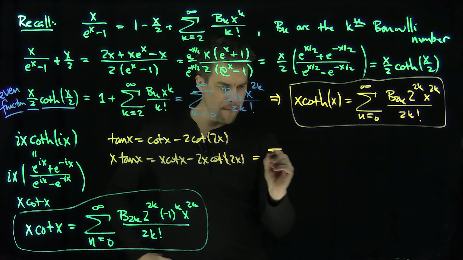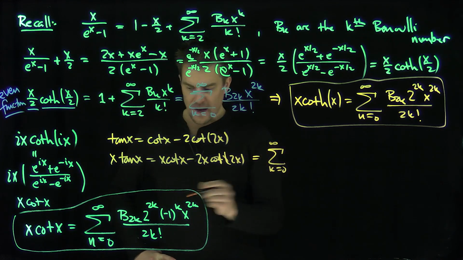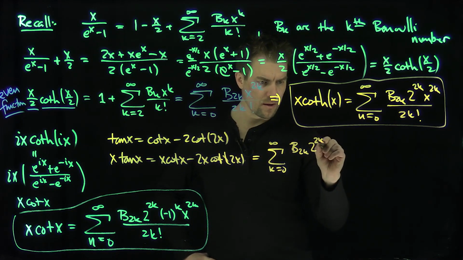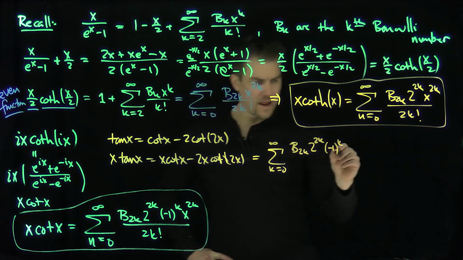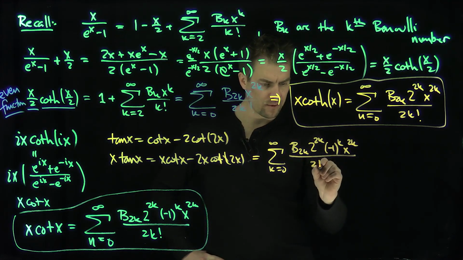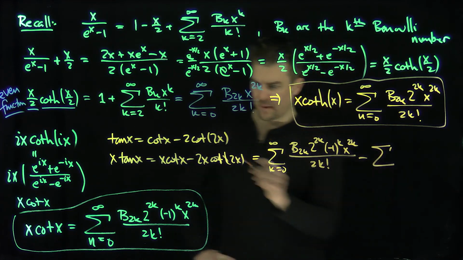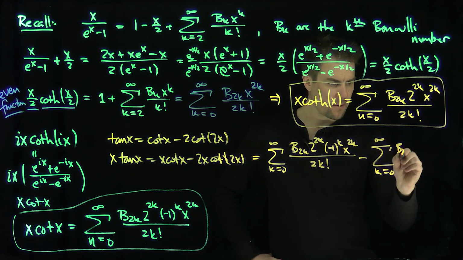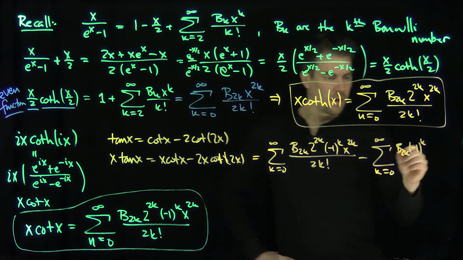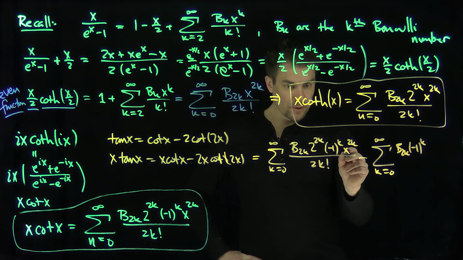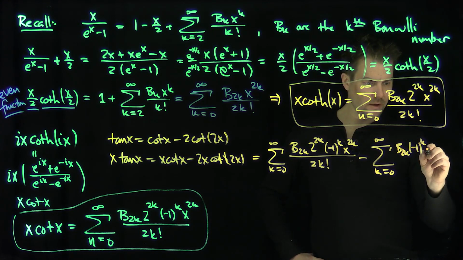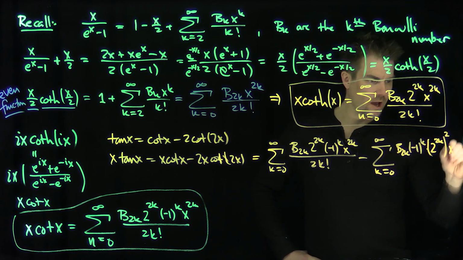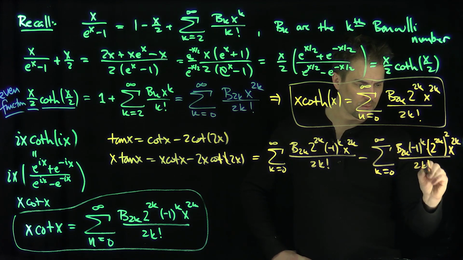Now let's write out both those expansions. This is going to be the sum; the first expansion goes from 0 to infinity, with B_{2k}, 2 to the 2k, negative 1 to the k, and x to the 2k, all over (2k) factorial, minus the sum where I plug in 2x in place of x. k goes from 0 to infinity, B_{2k}, negative 1 to the k, and then I'm going to have a 2 to the 2k times another 2 to the 2k. So it's going to be 2 to the 2k quantity squared, right? Because I'll have two of those, x to the 2k over (2k) factorial, like that.